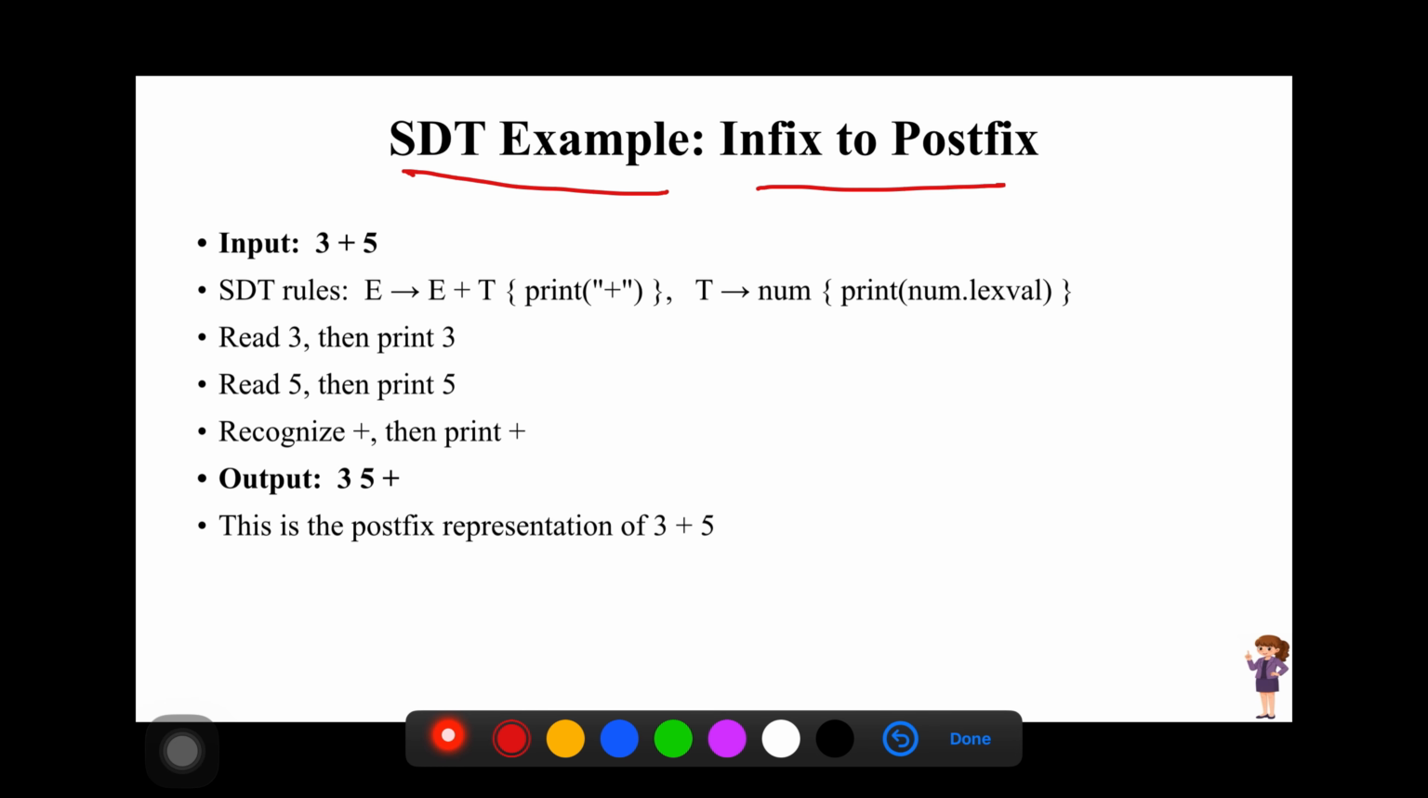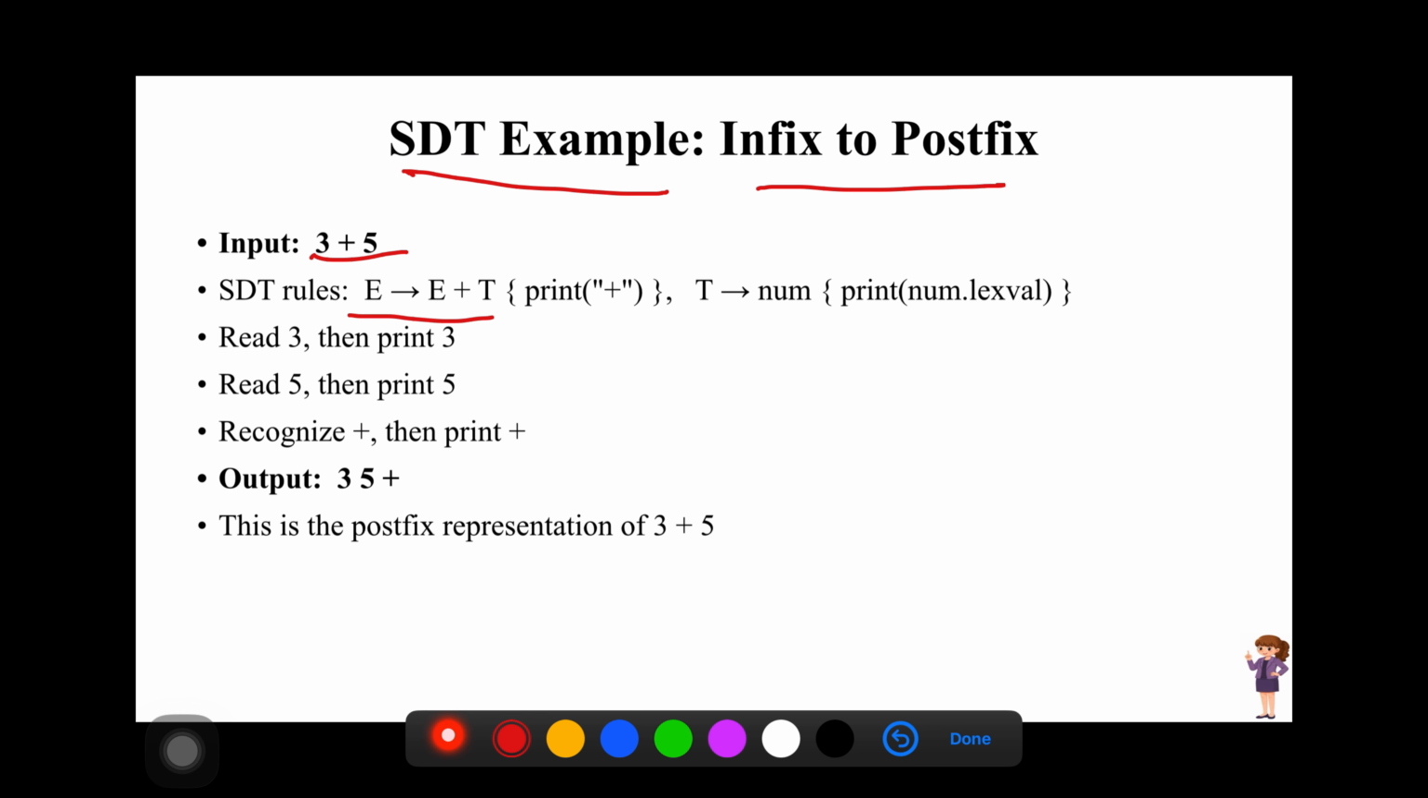Infix to postfix. Let's understand SDT with a practical example. Suppose the input is the infix expression 3 plus 5. We want to convert it into postfix notation. The postfix form is 3 5 plus. The SDT contains actions that print the operands and operators at appropriate points.